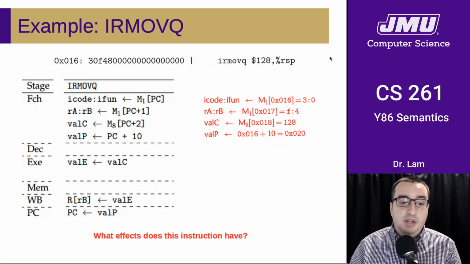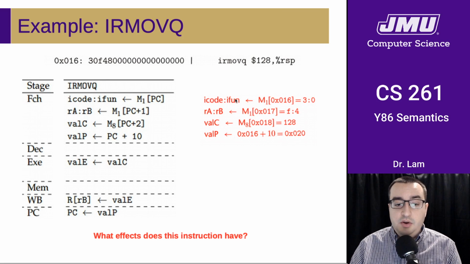So you'll have these semantics on the Y86 semantics sheet. And what we're going to ask you to do is to fill out the actual values for a particular instruction as it's executing in the CPU. So we've already talked through these things, but here they are sort of formally written down.